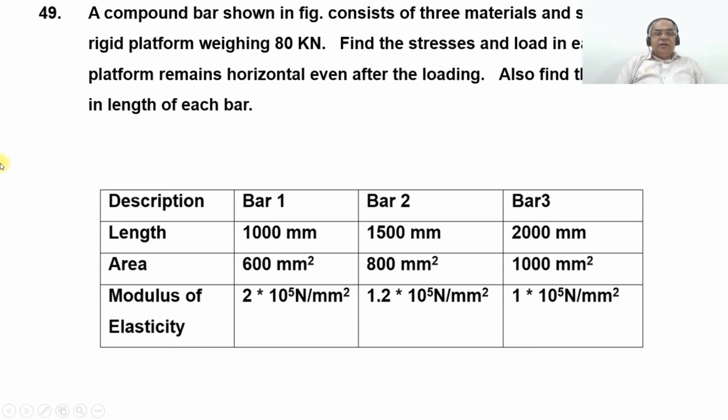So here they have given the table wherein they have given the data. The bar 1 has length equal to 1000, area equals 600 mm square, and modulus of elasticity is 2 into 10 to the power of 5. The bar 2 has length 1500, area 800 mm square, and modulus of elasticity 1.2 into 10 to the power of 5 Newton per mm square. Similarly, the bar 3 has 2000 mm length, area 1000 mm square, and modulus of elasticity is 1 into 10 to the power of 5 Newton per mm square.